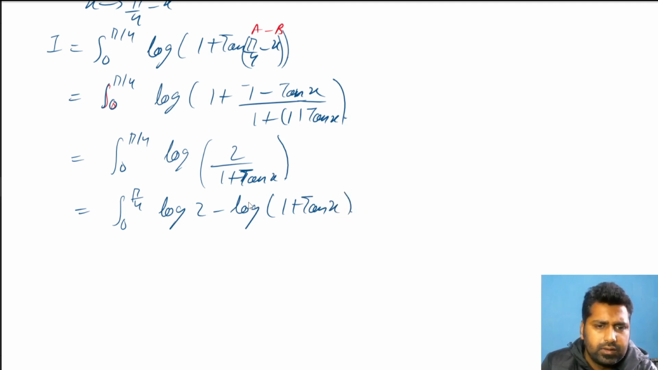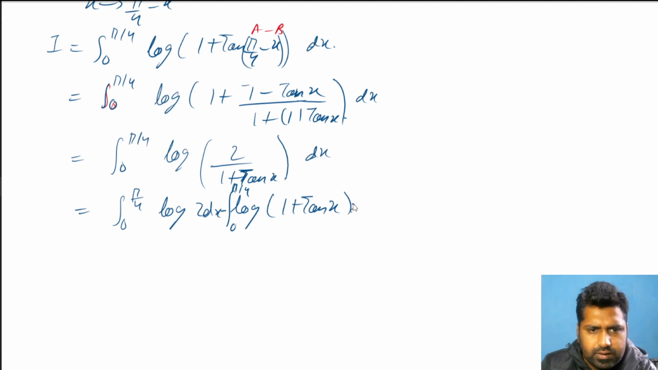Okay. Let's break this dx. Now I forgot to write dx. Okay. Let's break this into two separate integrations. Integral of log 2 dx minus integration 0 to pi by 4 of log(1 plus tan x) dx.